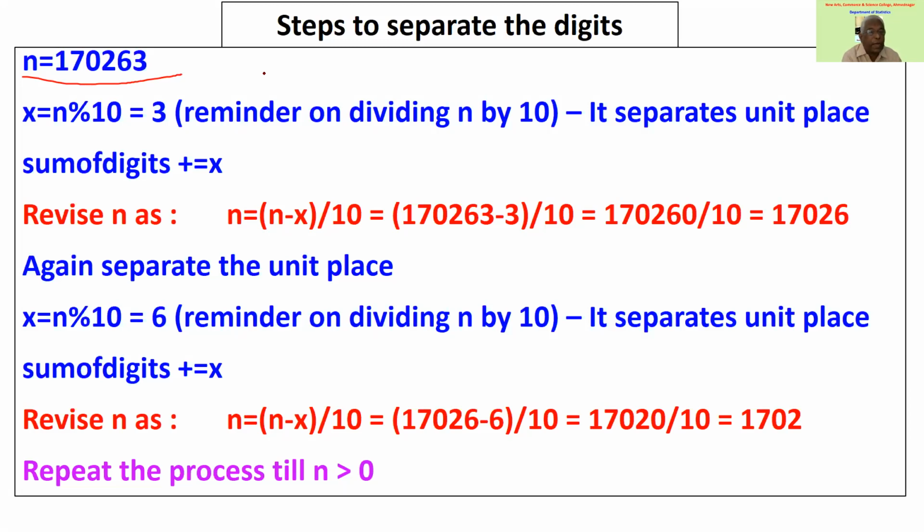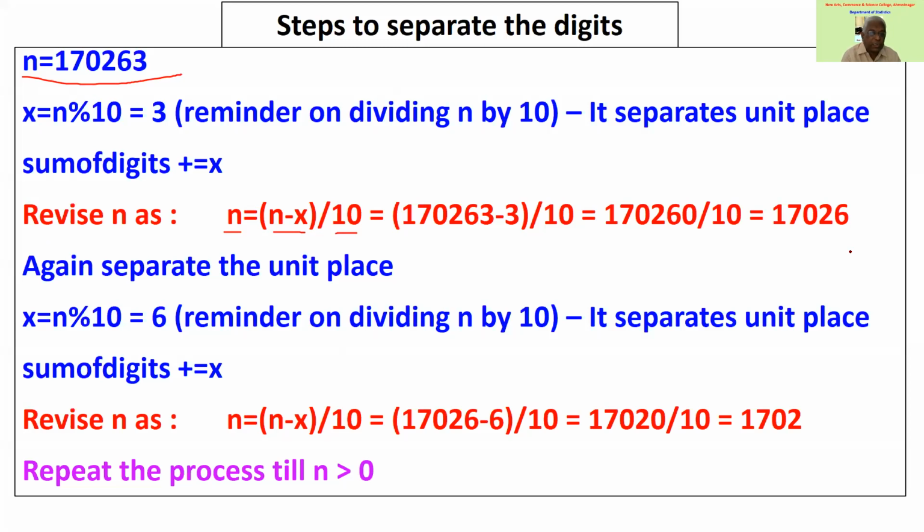Now we have to revise n. How will we revise n? We will subtract that 3 and divide by 10. My new revised n will be, from original n, I will subtract x, that is units place, and divide by 10. So it is 1,70,263 minus 3 divided by 10. It is 1,70,260 divided by 10. That gives me 17,026. So again, we will repeat the same step to get unit place 6.